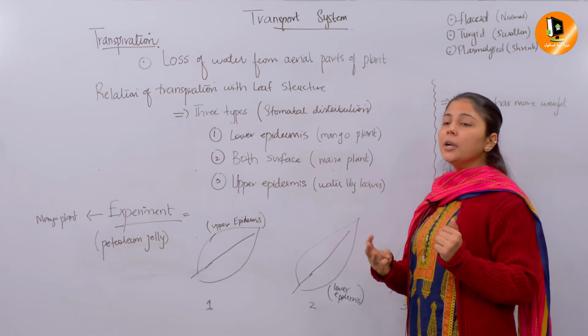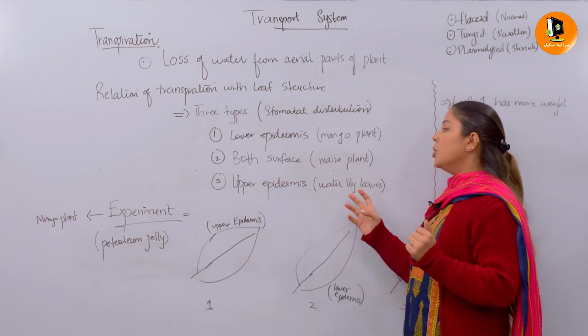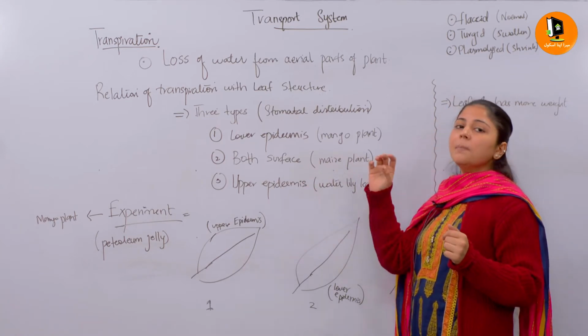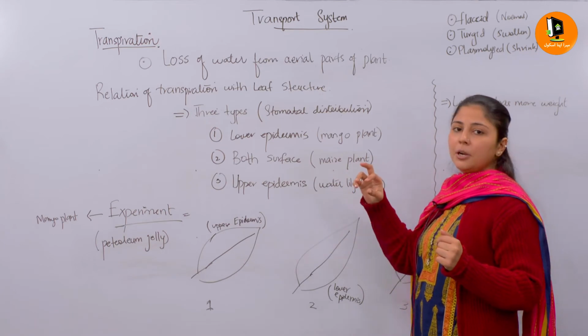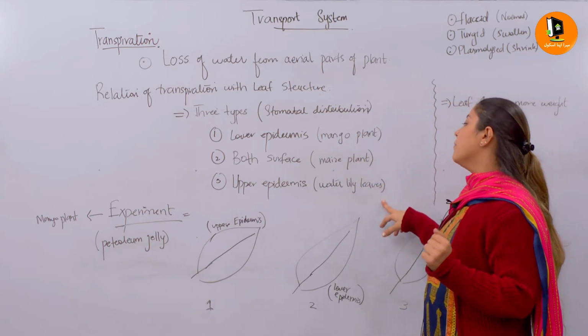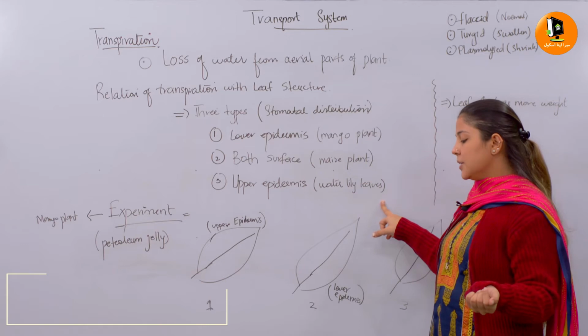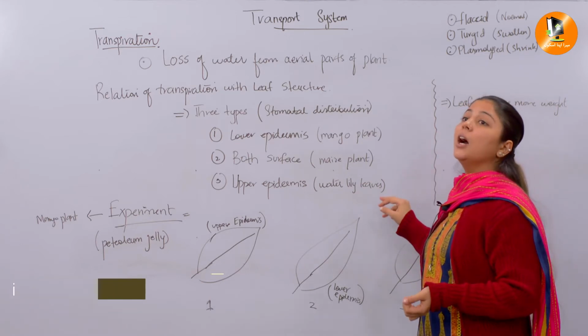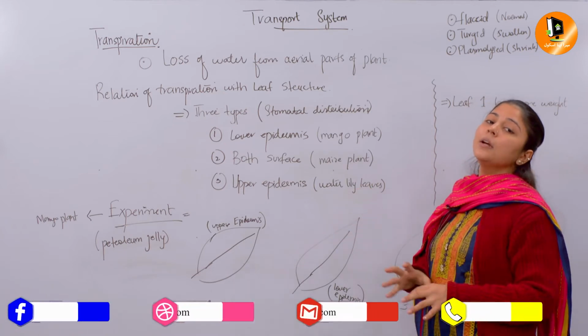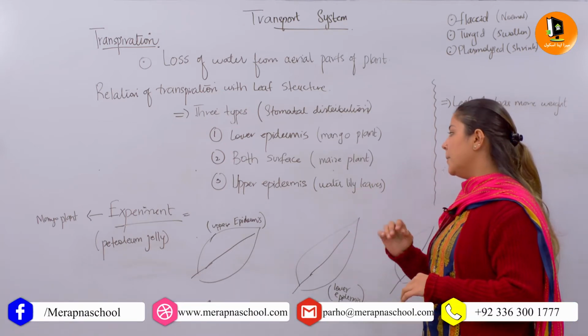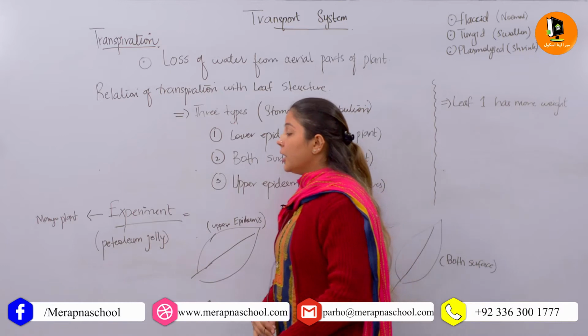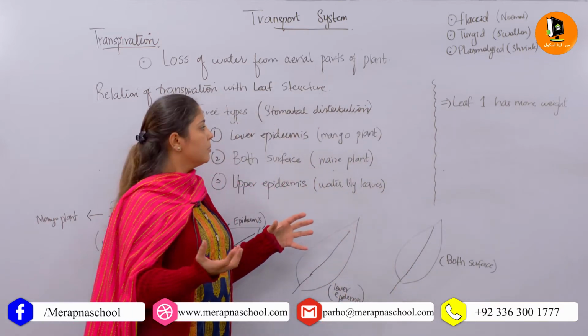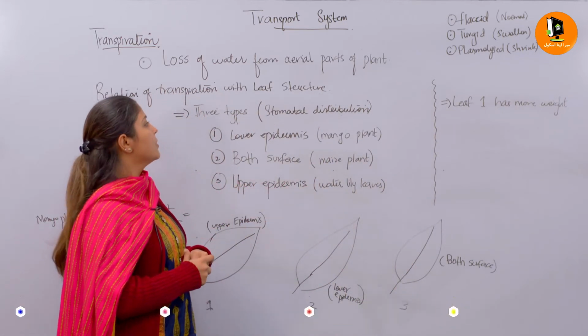The third important type is the upper epidermis, where the stomata are mainly present on the upper epidermis. The example is the water lily leaf. Lilies are mainly found in water as aquatic plants, and the leaves have stomata mainly on the upper epidermis, just on the above side.